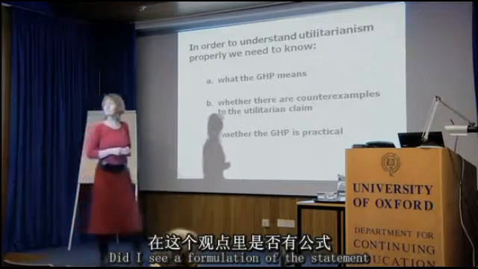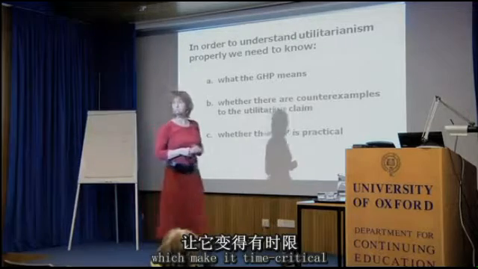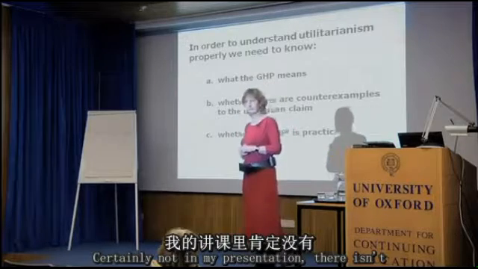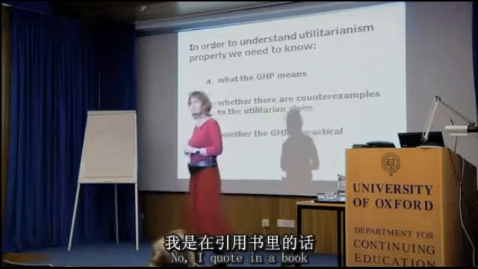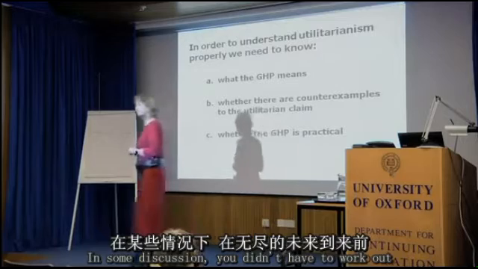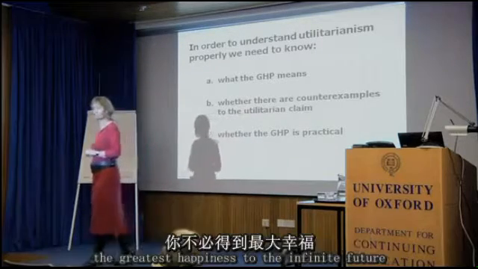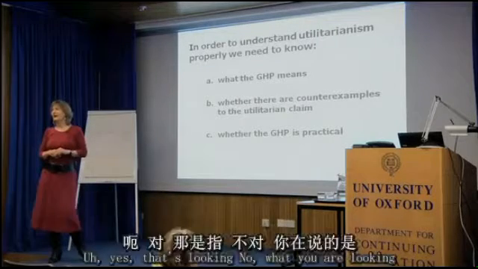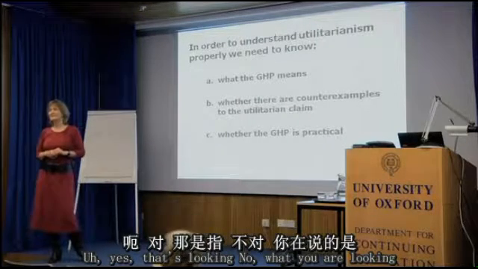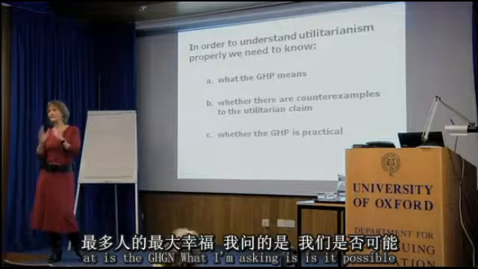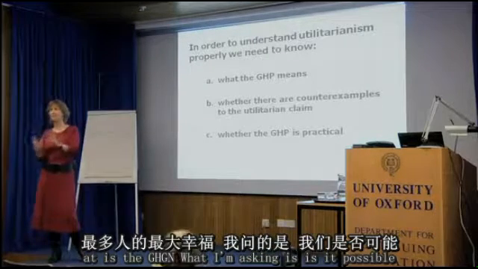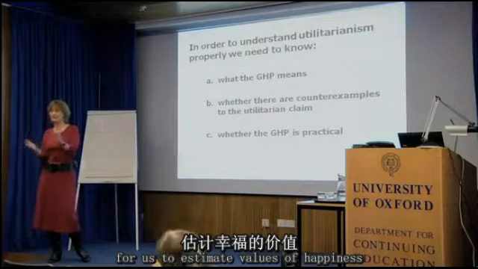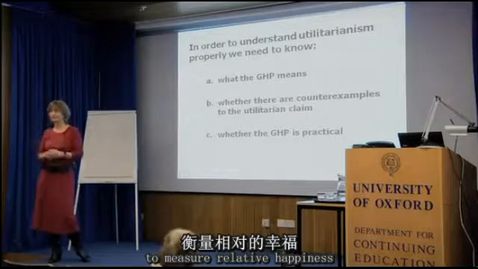Did I see a formulation of this statement which made it time critical? Was there a phrase "at this point in time"? Certainly not in my presentation, there isn't. No, I thought in the book there's some discussion. You didn't have to work out the greatest happiness to the infinite future. No, what you're looking at is the greatest happiness to the greatest number, and what I'm asking is, is it possible for us to estimate values of happiness, to measure relative happiness?